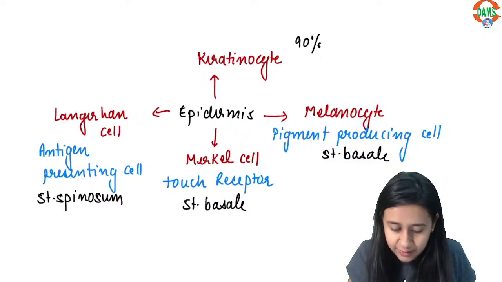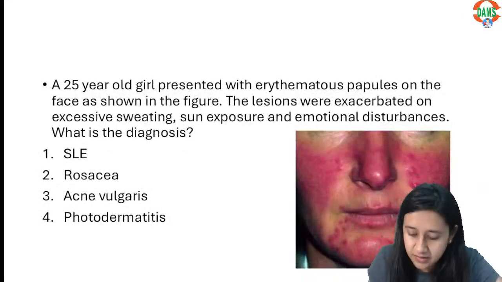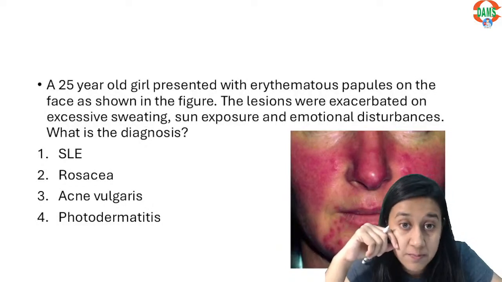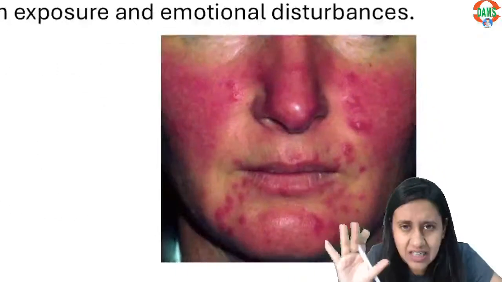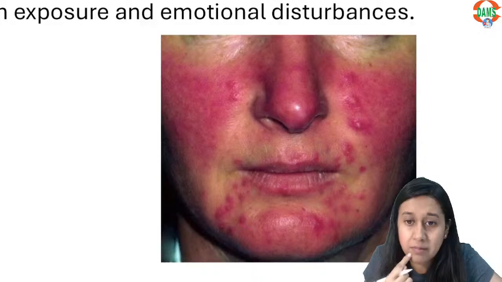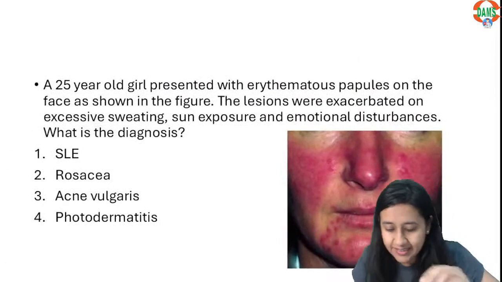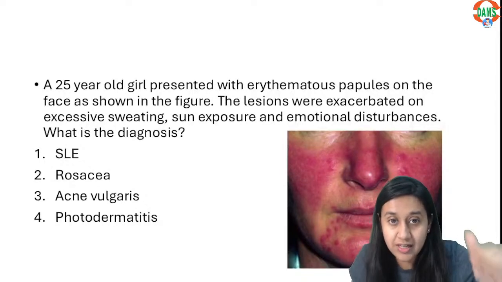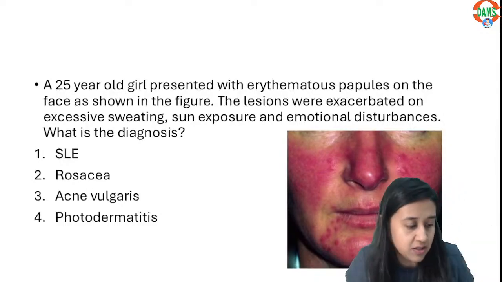Now coming to the next part. Next question. Third question. Tell me the answer. We have a 25-year-old girl presented with an erythematous papule on the face as shown in the figure. Can you see? There is a very classical redness. You can see some papules and pustules on the face. The lesions were exacerbated on excessive sweating, sun exposure, and emotional disturbances. What will be the diagnosis in this particular condition?